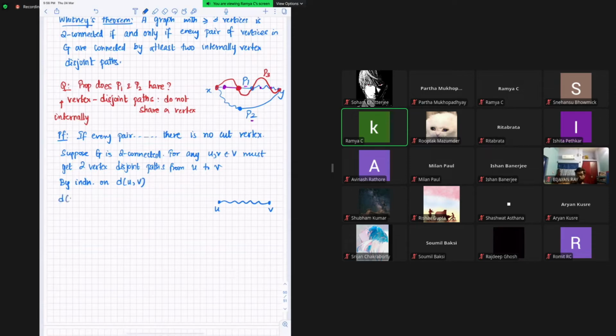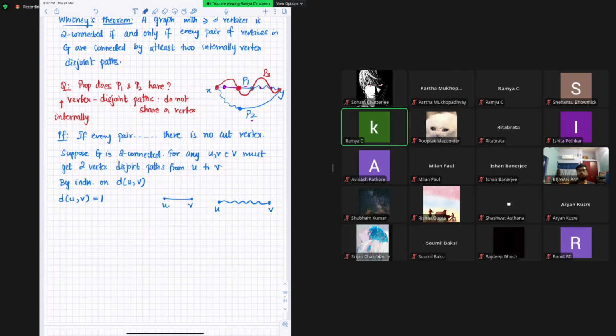Let's say the distance is just one. So what does that mean? That means that there is an edge from U to V. Now, what is the question we want to ask? I want to say that there are two vertex disjoint paths. One path is this edge, so I have to produce another path from U to V.